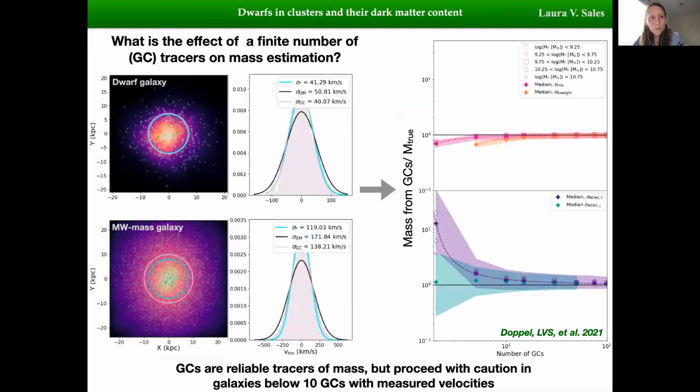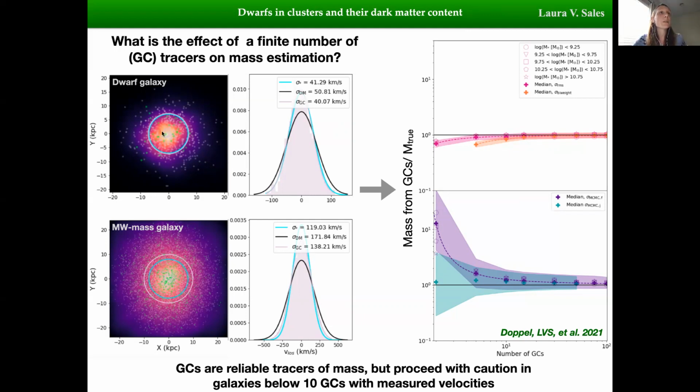So we did the same. We did the exercise of mocking, or trying to create mock observations of these globular clusters, and then proceeding exactly the way that the observers do. And this is work done by our student at UCR, Jessica Doppel.